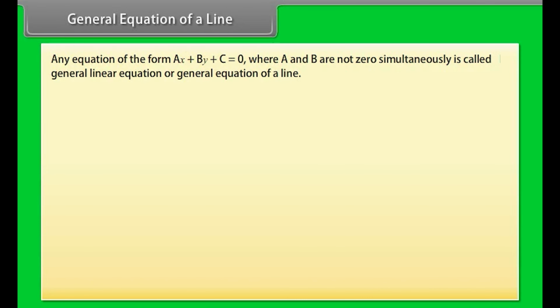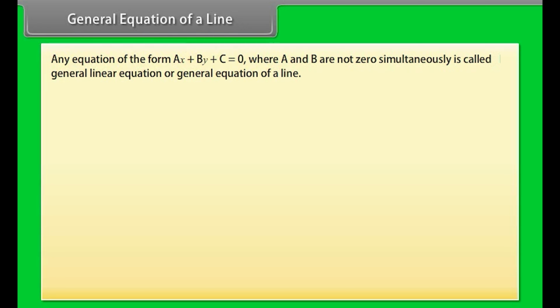General equation of a line. Any equation of the form ax + by + c = 0, where a and b are not 0 simultaneously, is called general linear equation or general equation of a line.